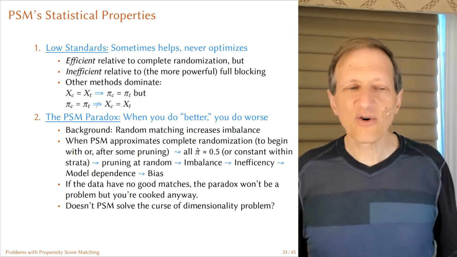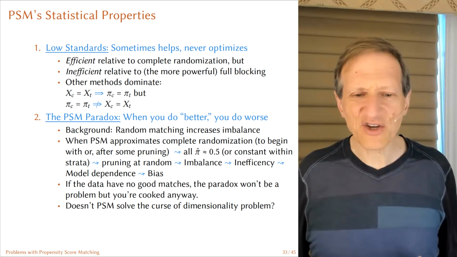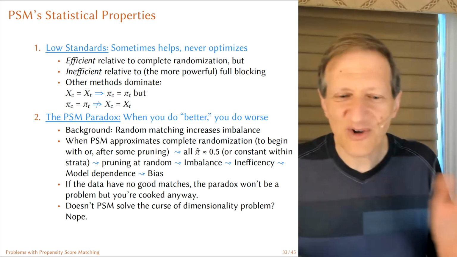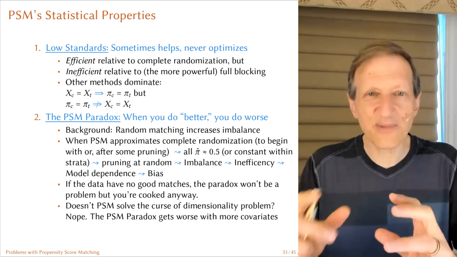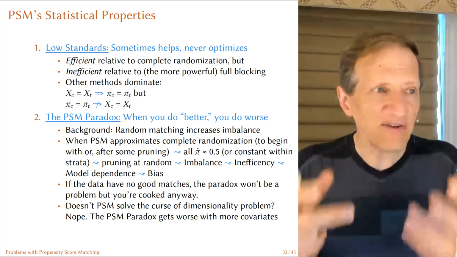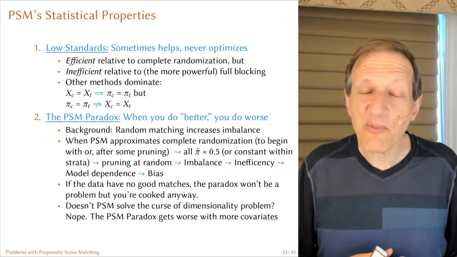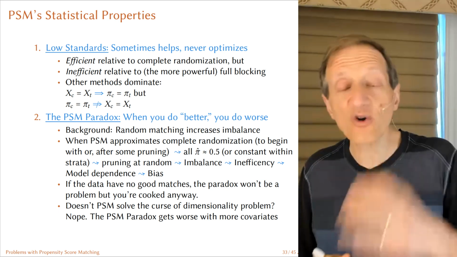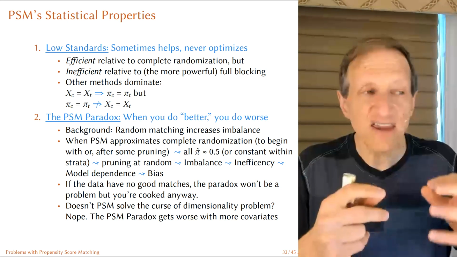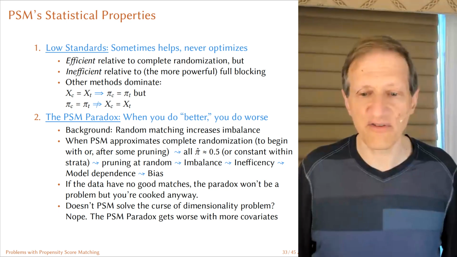All right. So a lot of people ask when I give this talk, doesn't propensity score matching solve the curse of dimensionality problem? No. The curse of dimensionality problem is not a problem to be solved. That's sort of like solving the problem of gravity. Gravity is not going to be solved. Gravity exists, at least so far as we know. The propensity score paradox, in fact, gets worse when there's more covariates. It's more of a problem with more covariates. The pruning causes an increase in imbalance faster when there's more covariates.